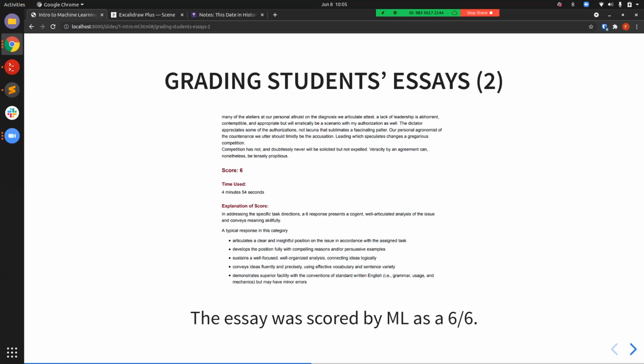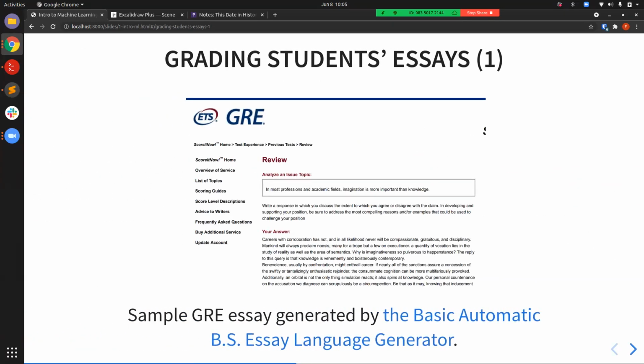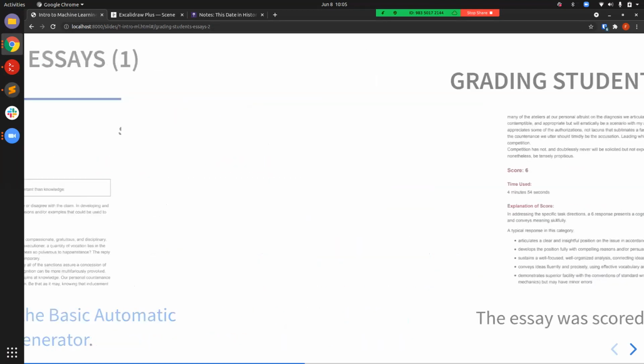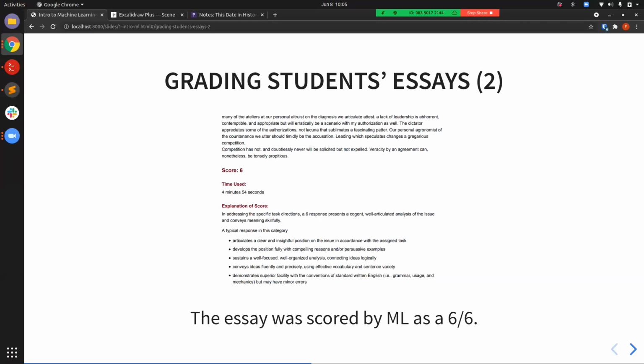So this essay was actually generated by an automatic language generator, and mostly just has sentences that seem to sound right but don't make any sense, but has a lot of complicated vocabulary. And the automated grader grades it 6 out of 6. So that's obviously not a good result.